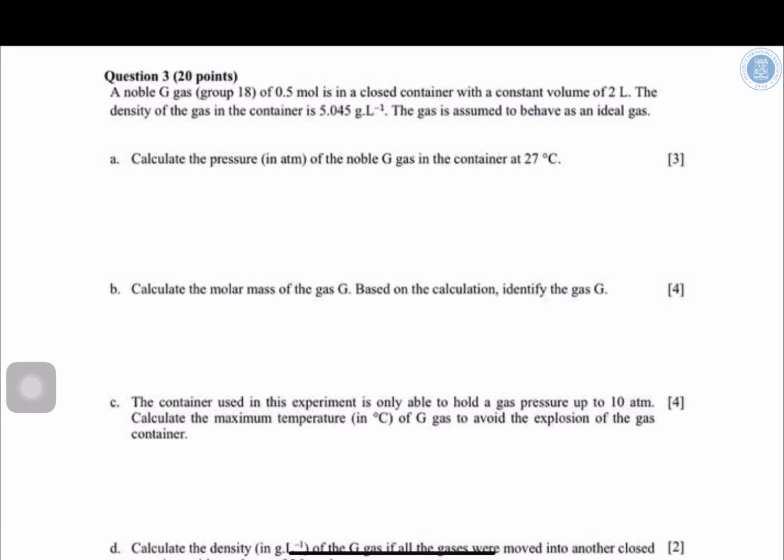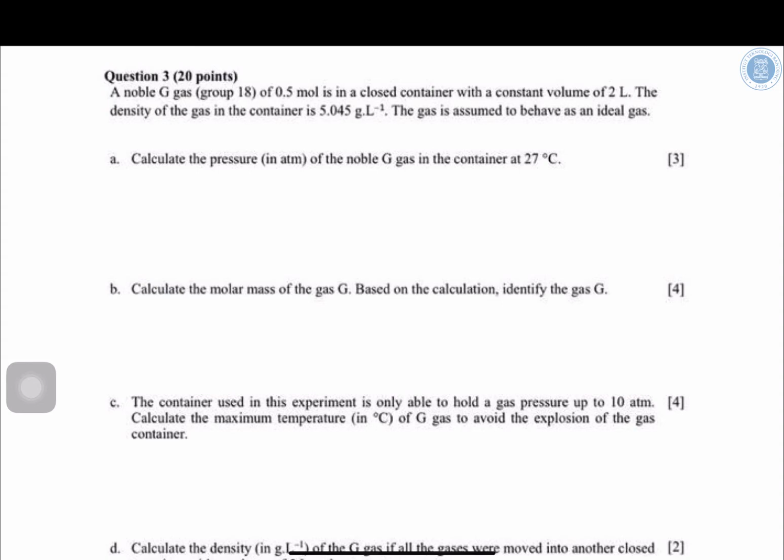So there is a noble gas G which belongs to group 18, and the amount is half mole, and it resides in a closed container with a constant volume of 2 liters. That is very important information, that the volume is constant. And then the density of the gas in the container is around 5.045 gram per liter, and the gas is assumed to behave as an ideal gas.